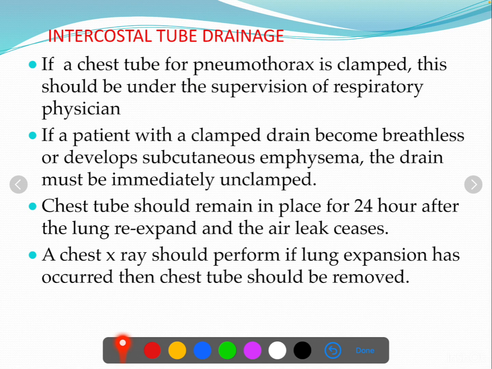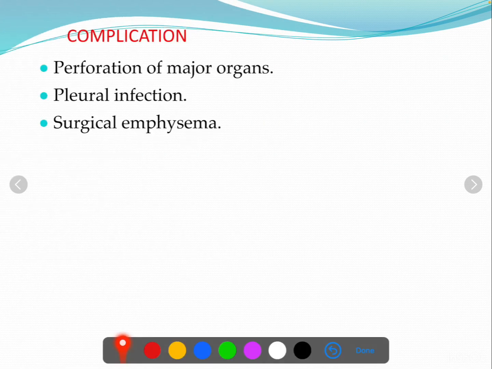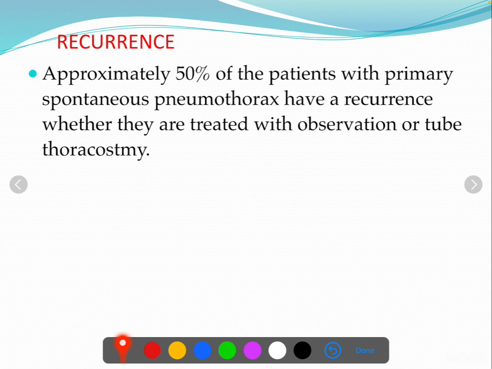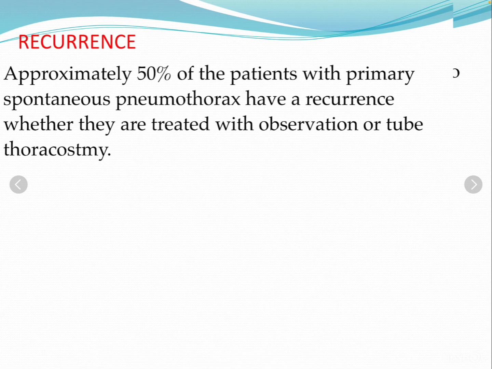The chest tube should remain in place for 24 hours after the lung re-expands and the air leak ceases. A chest X-ray should be performed, and if lung expansion has occurred, the chest tube should be removed. Very, very important. Complications of ICTD include perforation of a major organ, pleural infection, or surgical emphysema. What about recurrence? Approximately 50% of patients with primary spontaneous pneumothorax have a recurrence, whether treated with observation or tube thoracostomy. It doesn't matter, it will recur in 50% of cases.